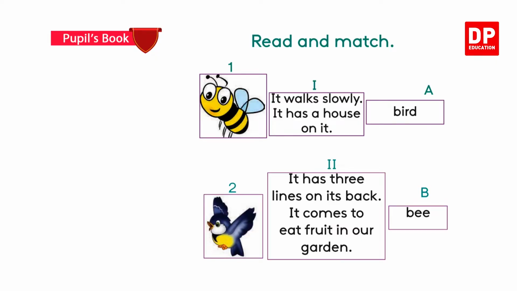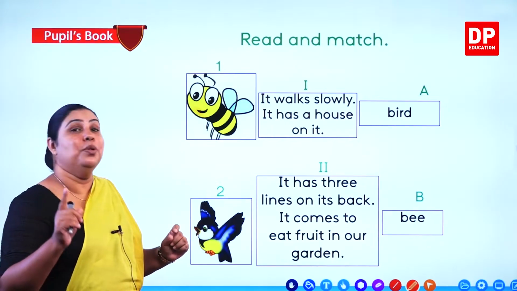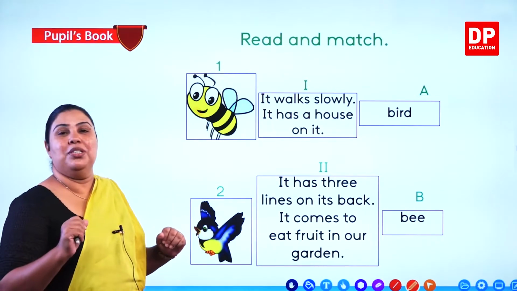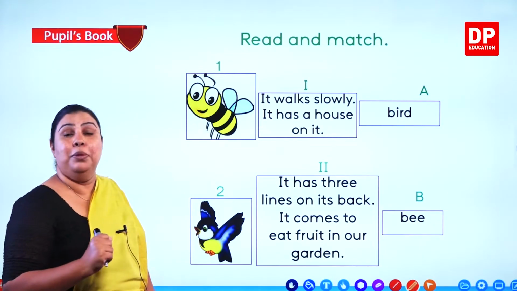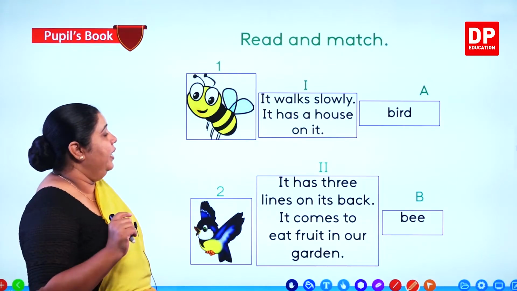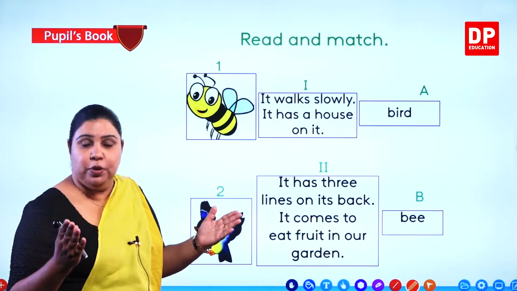Okay, now we have come to your pupils book. You have to have your pupils book and the workbook with you. When you are coming for my lesson, you have to have both books with you. So we are doing our workbook activities after we learn from the pupils book. That is how we do. You know that, right? Okay, now children, these pictures are taken from your pupils book.